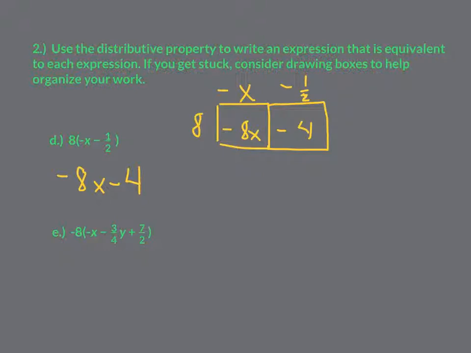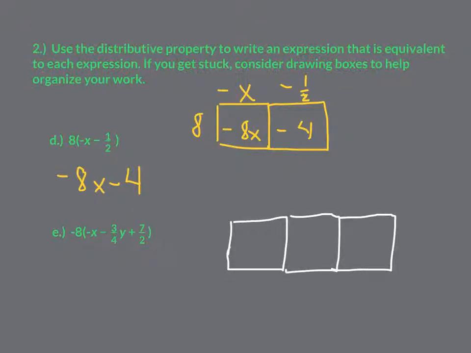Next one. I'm back to having 3 terms. So I'm going to have 1, 2, 3 terms. Negative 8 goes on the outside. Each of the terms sit on top. So I've got negative x, negative 3/4 y, and positive 7/2. Okay, so now I've got negative 8 times negative x, and negative times negative is a positive, and 8 times x is 8x.